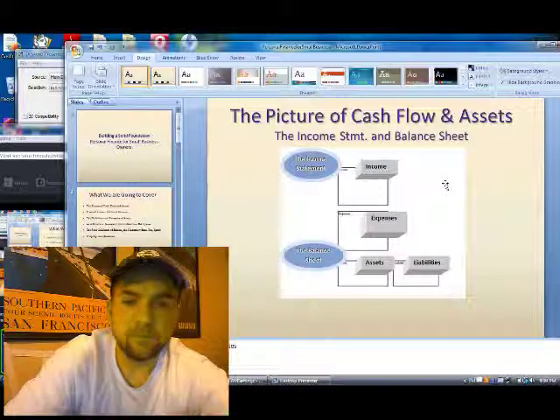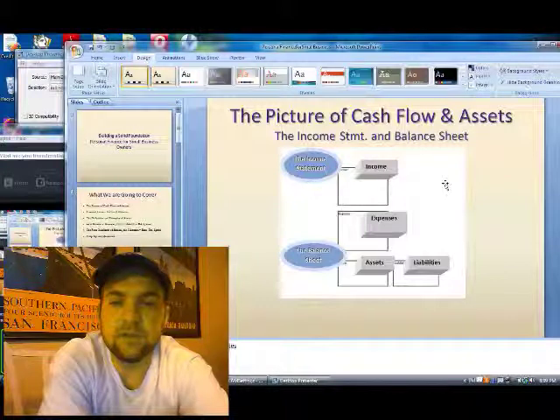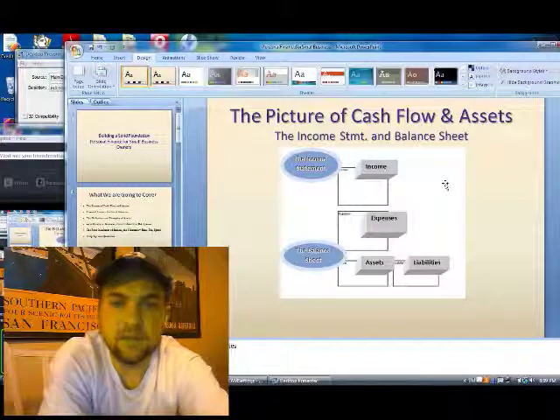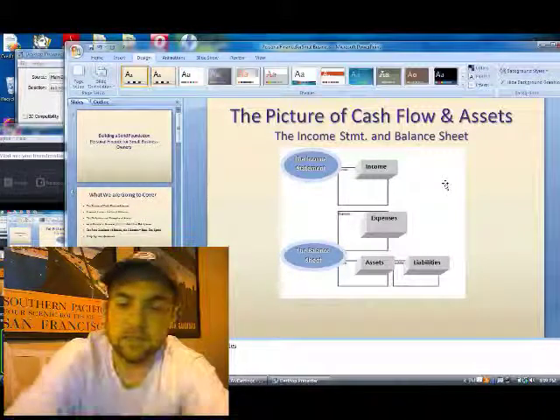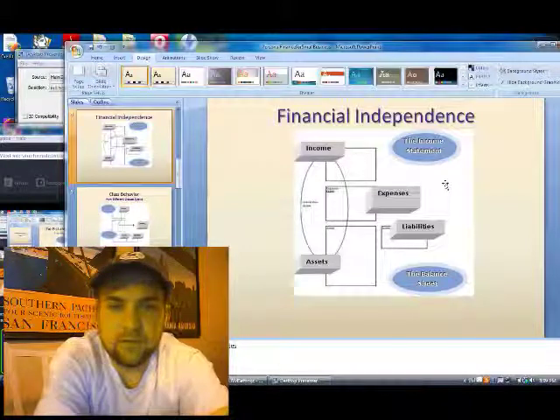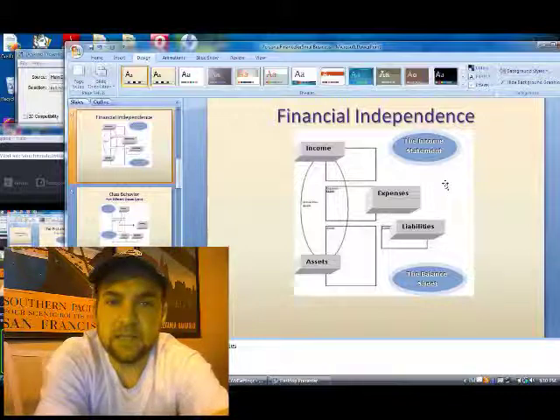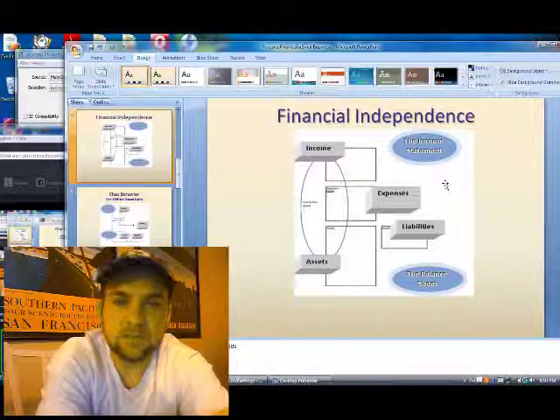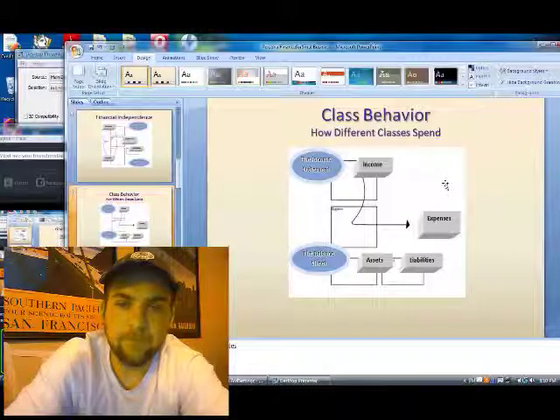So here's the picture of cash flow and assets. This is your income statement and your balance sheet at the bottom. So this is a graphical representation of what those financial statements look like. And this ellipse between the two is financial independence. So you see your asset column is throwing off enough cash flow to meet or exceed your expenses. And when that occurs, you are financially independent.